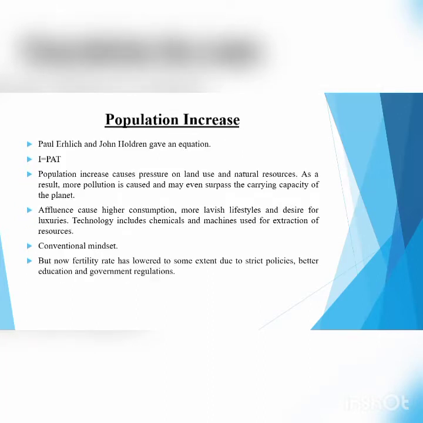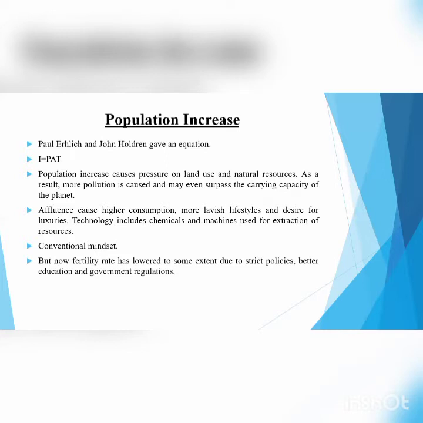So Paul Ehrlich and John Holdren gave an equation: I = PAT. I shows environmental impact, P stands for population, A for affluence, T for technology. It shows that the environmental impact will definitely increase with increase in population, affluence, and technology. Because as population increases, it causes pressure on land use and natural resources. So more pollution is caused, and it can even surpass the carrying capacity of the planet. And point to be noted, this is the only planet on which humans can live until now.